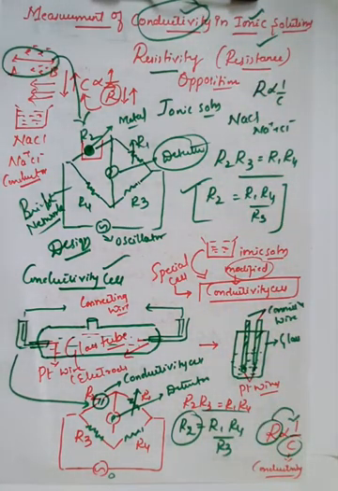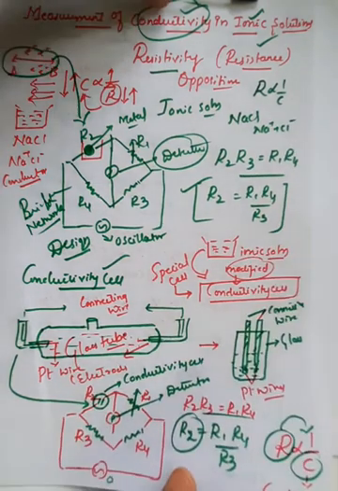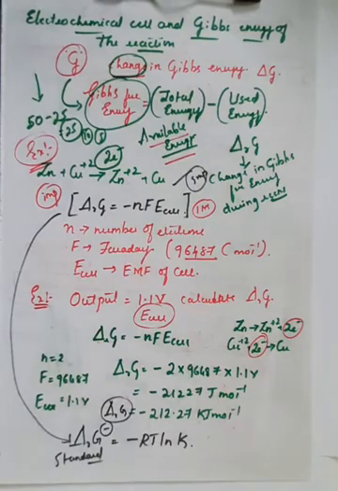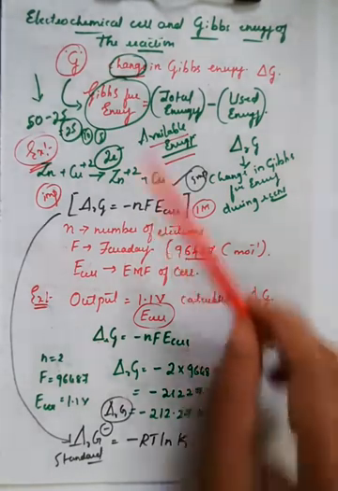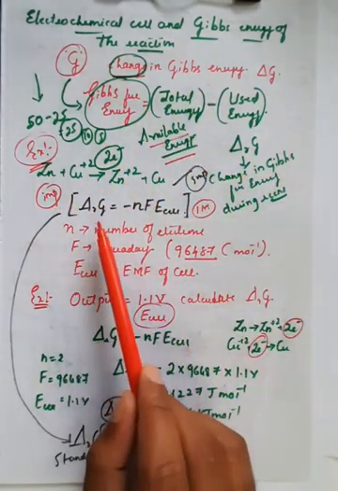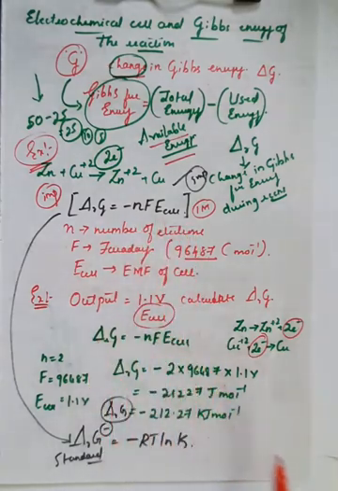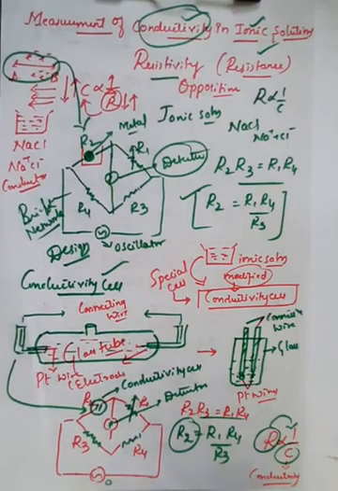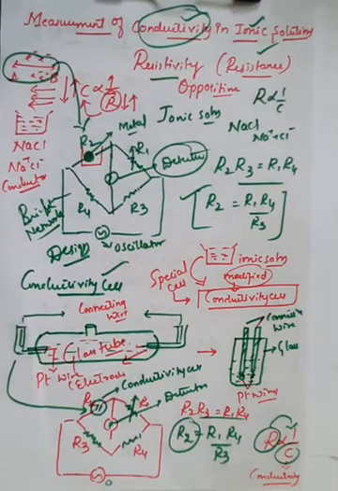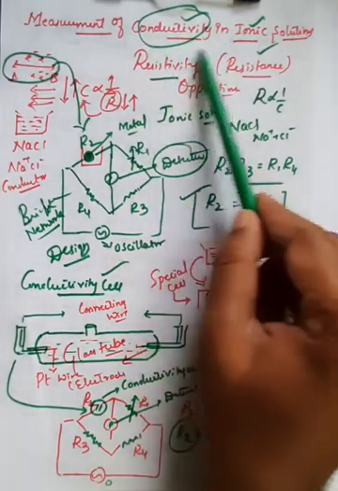So let us see what we have learned today. That is the first concept which we have learned today: electrochemical cell and Gibbs free energy of the reaction. That is, delta G of the reaction is equal to minus nFE, where E is the EMF of the cell, and we can use it in numerical calculations. So delta G is equal to minus nF into EMF.